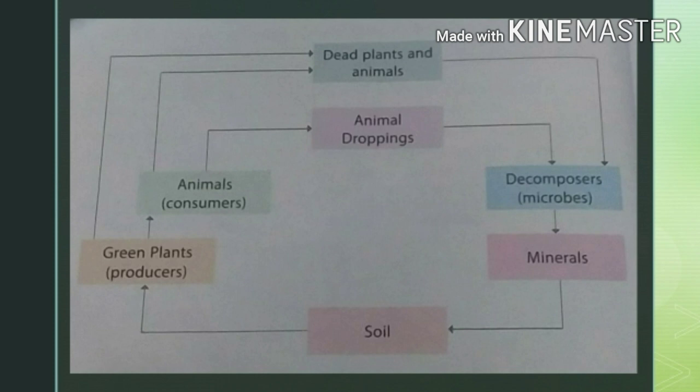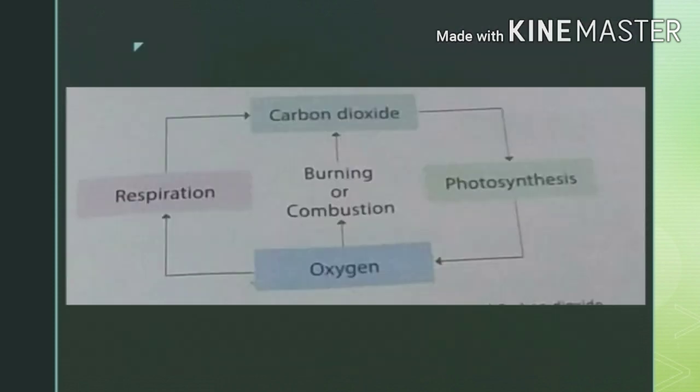In the next one, the green plants, dead plants and animals, and decomposers derive their food from those dead and decaying plants. Then the minerals are found, and those minerals are taken by soil. In this one, oxygen is respired by us and we release carbon dioxide. Then it is used in the photosynthesis process, and then plants give us more oxygen.